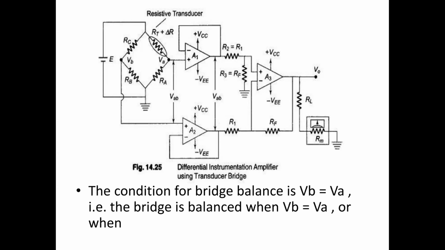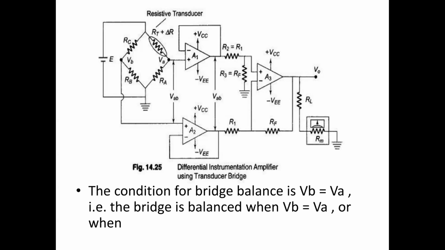Good afternoon, all. In the last class, we discussed the differential instrumentation amplifier using a transducer bridge. Why are we using the differential or instrumentation amplifier here? Because some transducers will not have the strength to drive the output devices. Output devices may be meters or display units. So in order to increase the strength of the transducer output, we are going to use this instrumentation amplifier.